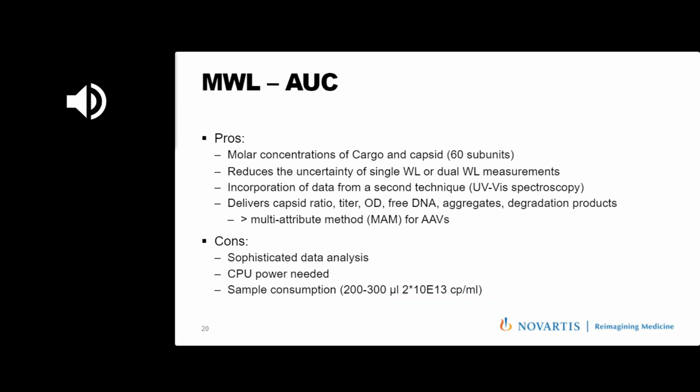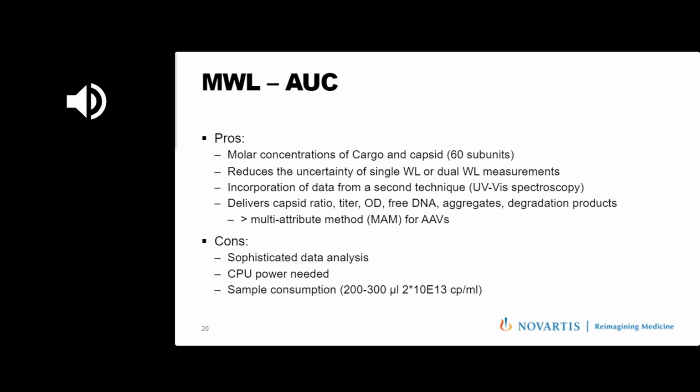Okay, just to recap what I've said before, a multi-wavelength experiment is really much like a multi-attribute method. You can not only get a single ratio of, let's say, empty and full particles, but you can also resolve very nicely, like with any velocity experiment, the partially filled particles. It reduces the uncertainty of a single or dual wavelength measurement. You incorporate data from an orthogonal second technique, UV-Vis spectroscopy, by measuring spectra. And it delivers, as said before, capsid ratio, titer, the total OD, the free DNA. You can also look for aggregates and degradation products. So it's really useful.